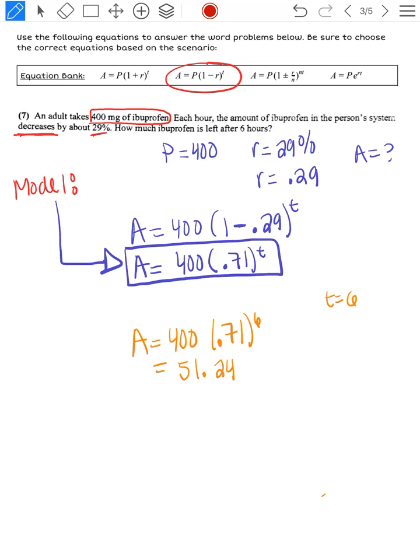51.24. Let's see what units were in here, milligrams. So I took 400 milligrams of ibuprofen. My body's using that up. After about 6 hours, there would be 51.24 milligrams left, right? It makes sense that I got something lower because it is decreasing the amount in my system.